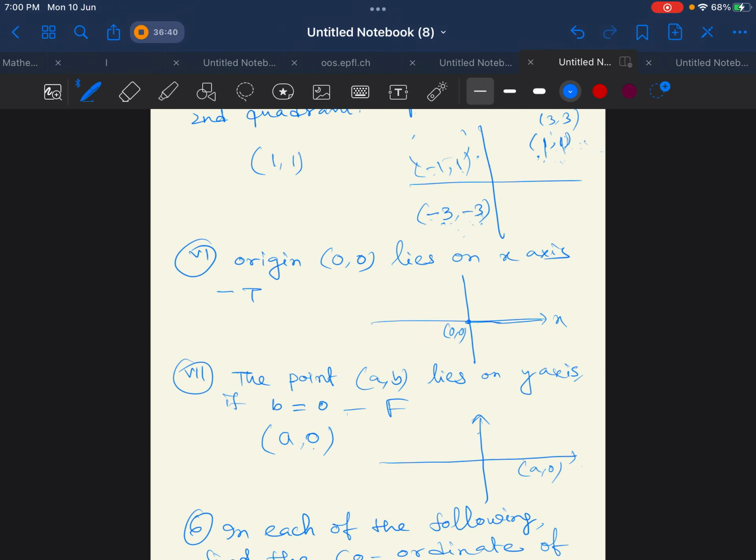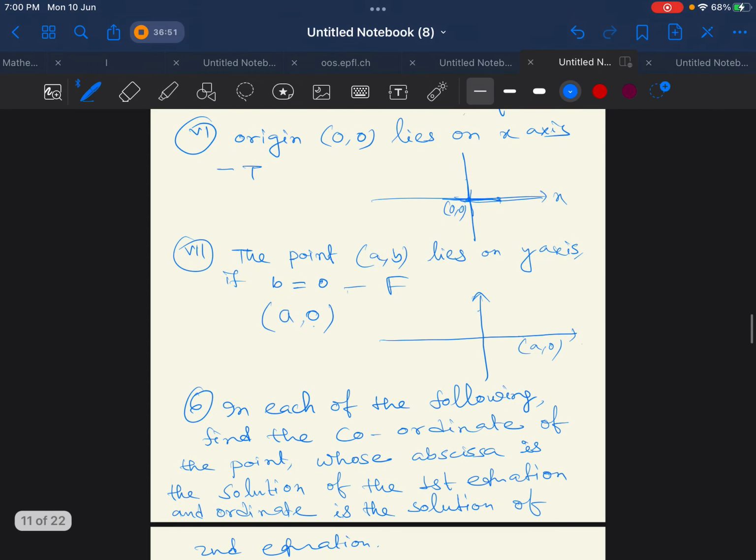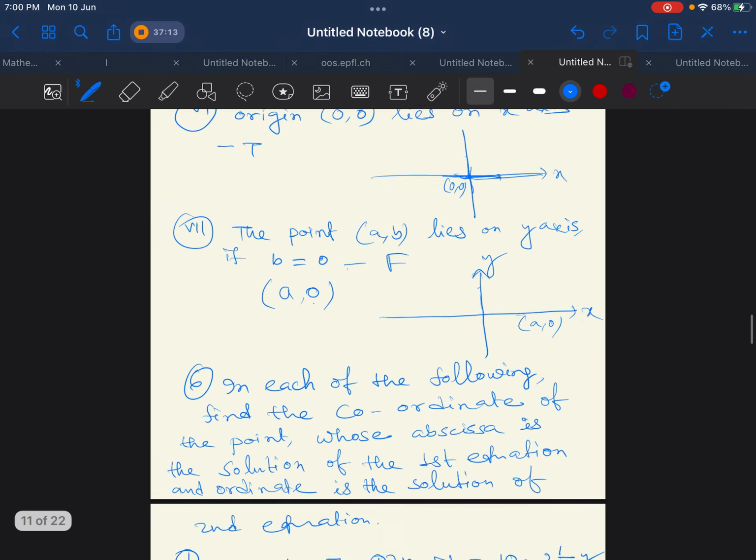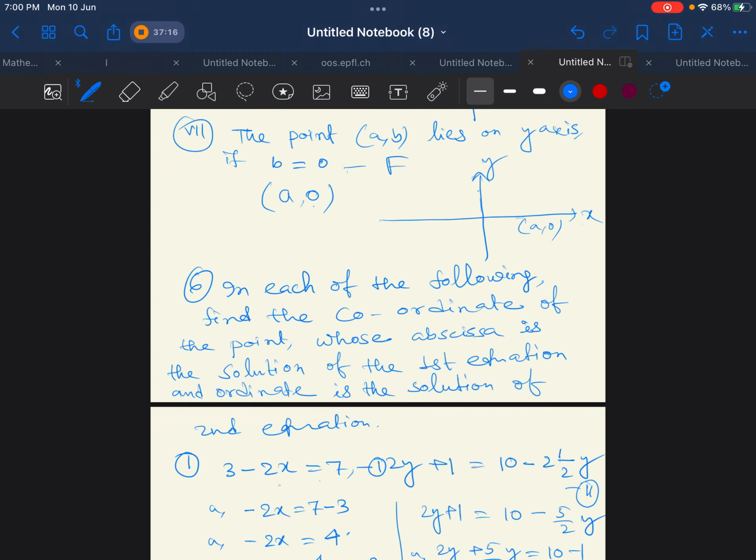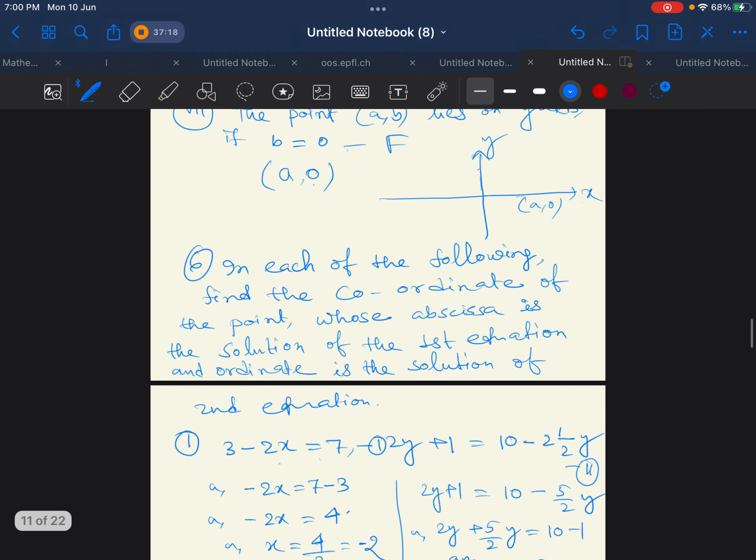Question 6. Origin (0, 0) lies on x-axis. The origin (0, 0) always lies on the x-axis and also the y-axis. So the origin lies on the x-axis. This is true. The point (a, b) lies on y-axis if b equals 0. If b equals 0, then this point always lies on the x-axis, not the y-axis. So this is false.